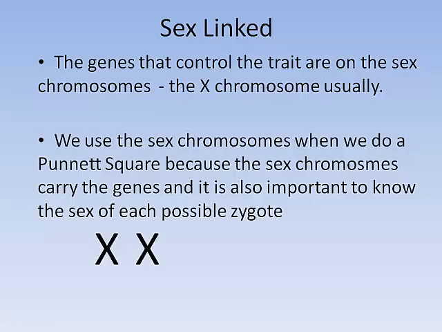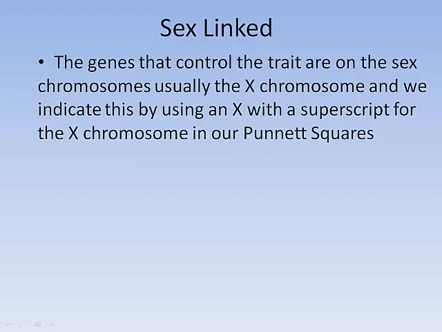So if it has 2 X's, it's a female. If it has an X and a Y, it's a male. If it has a Y, it must be a guy. Okay, so we are going to indicate the different alleles for the trait by using a superscript on the X chromosome, right? So when we're doing our Punnett square, we're going to write an X, and then we'll put a little superscript on the X to indicate which allele that particular X chromosome is carrying.